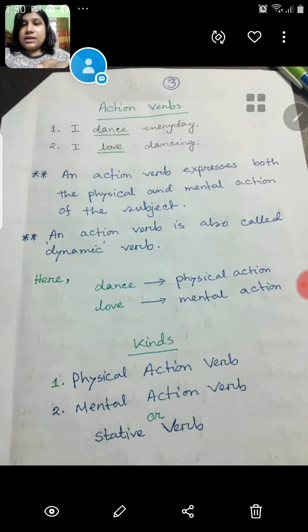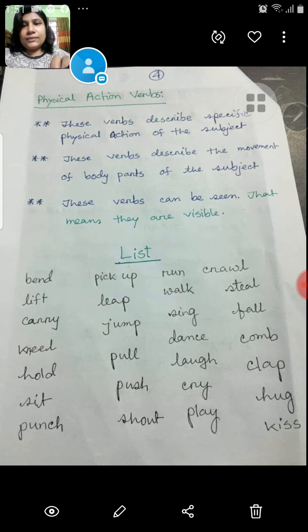So you can say dance, run, walk, and love, like, dislike, hate, decide, plan, and many more action and non-action verbs. Okay, so the kinds: physical action verb, mental action verb, or stative verb. I have already told you that mental action verbs are also called stative verbs.